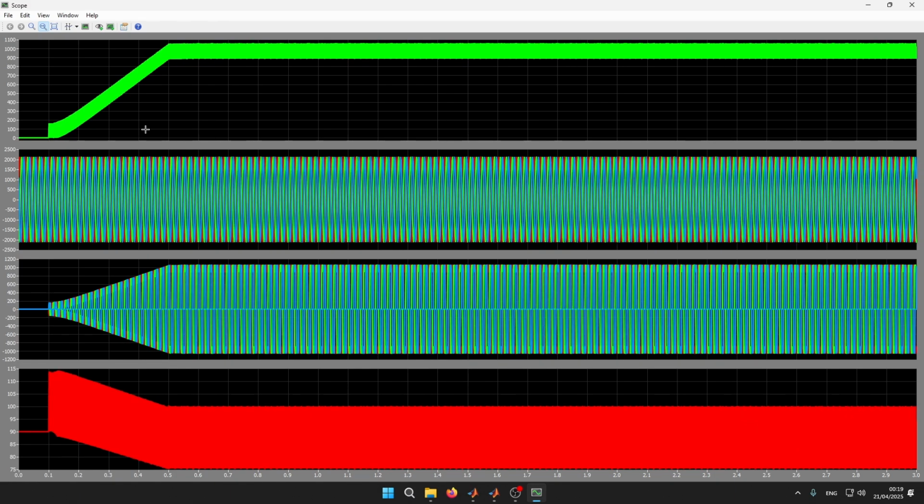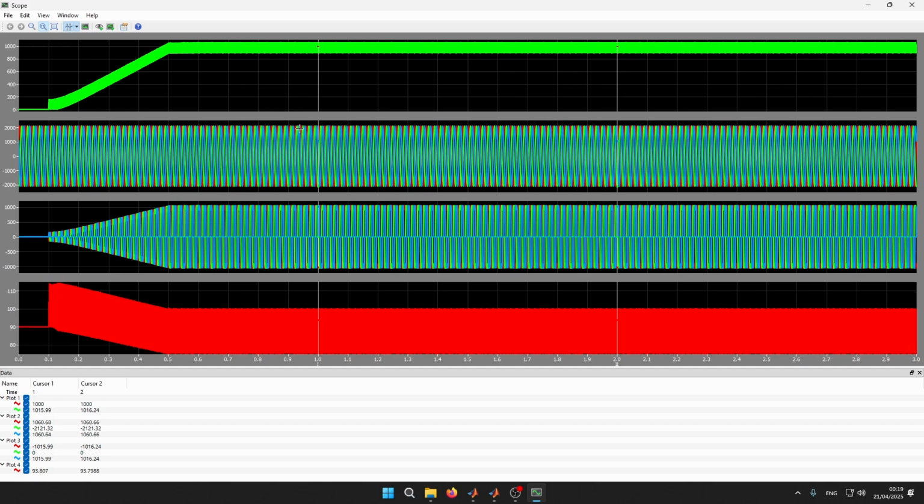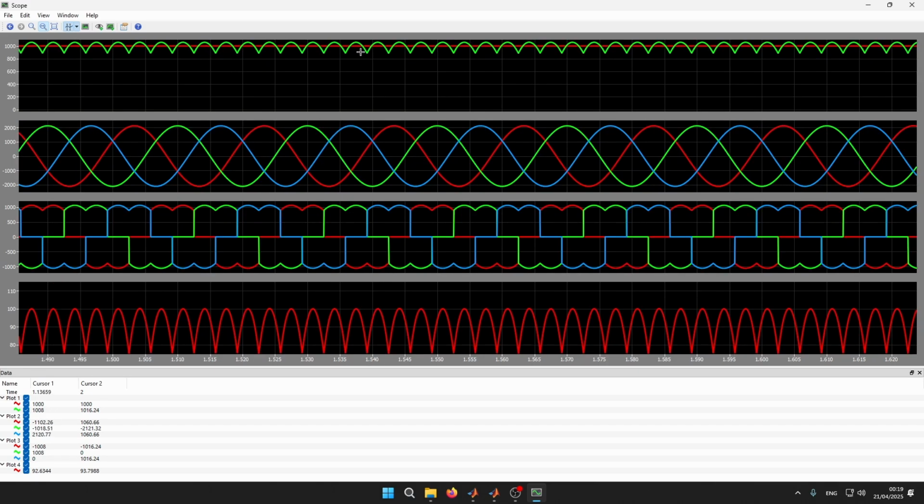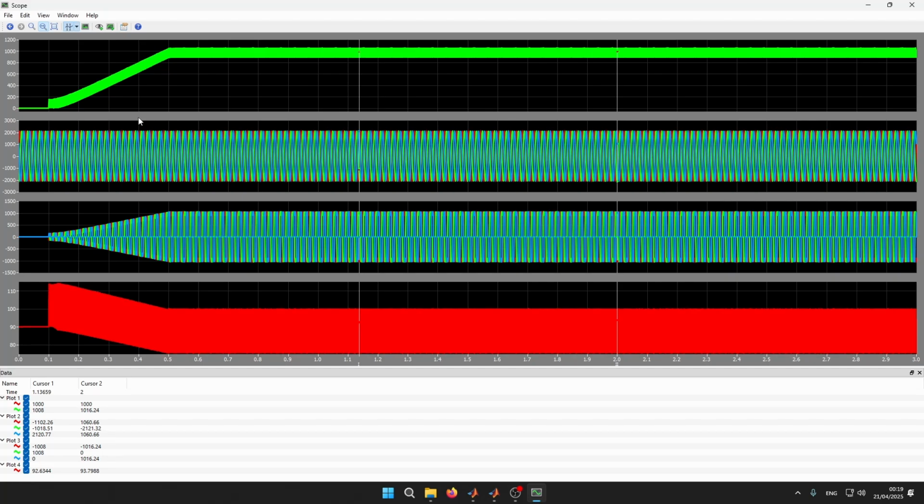So see, the controller is actually tracking the currents. If you see here, the red is the reference current and the green is the produced DC current by the converter. So the controller is doing quite a good job in this case.